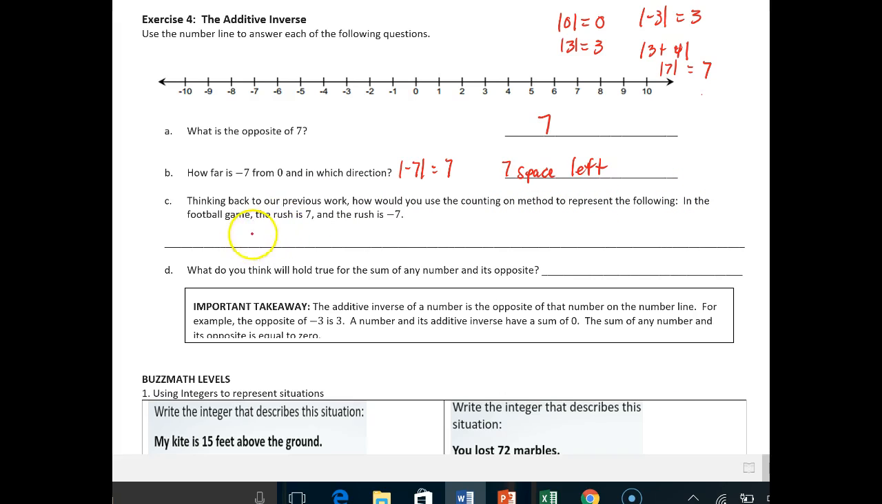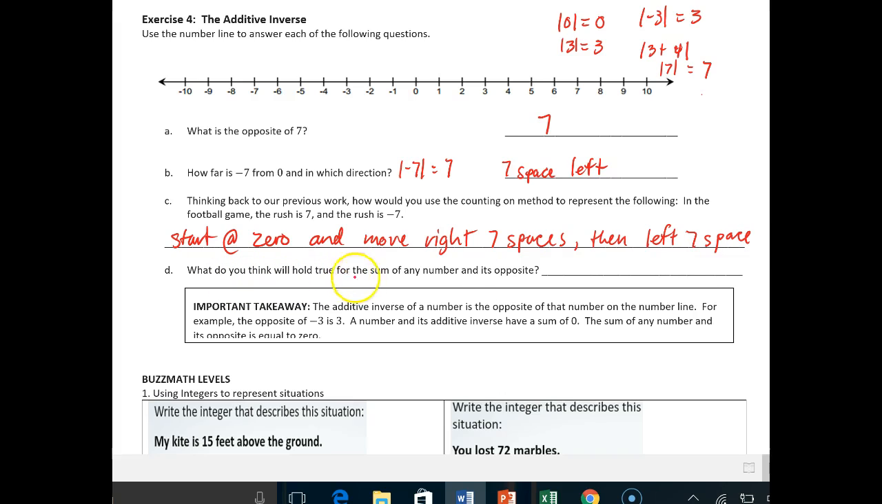Thinking back to our previous work, how would you use the counting method to represent the following? In a football game, the rush is 7, and then the rush is negative 7. Well, I would start at 0 first of all. Start at 0. And move right 7 spaces, then left 7 spaces.